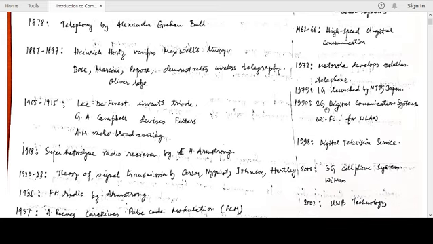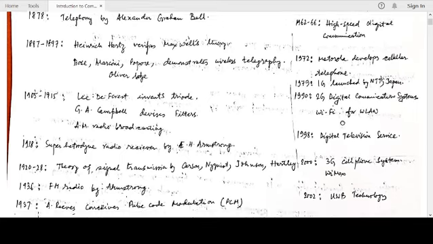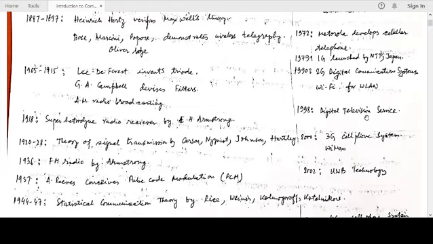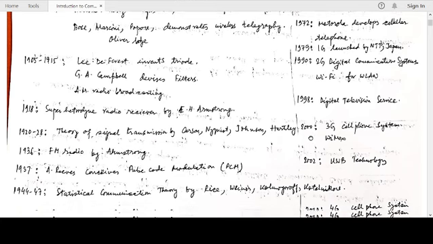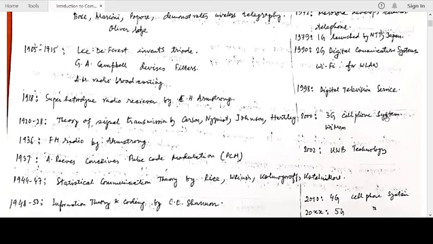In 1990, the era of communication shifted to 2G digital communication systems. Wi-Fi for WLAN, wireless LAN standards were developed. In 1998, digital television service replaced analog television service. This is again a key development. In 2000, we have 3G cell phone systems providing higher data rates. WiMAX came into the picture. There were various standards which evolved.